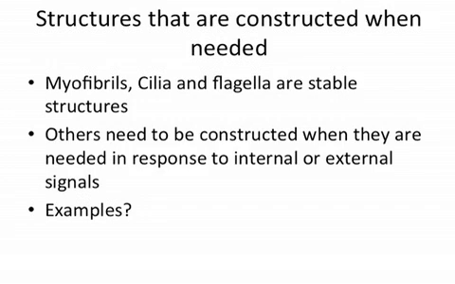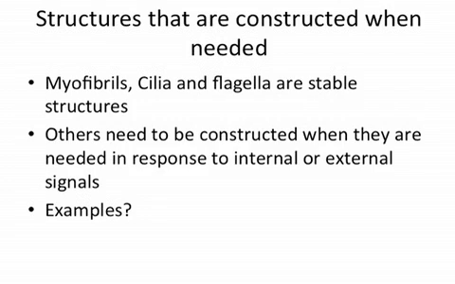Okay, so there are structures that are constructed when they're needed, right? Myofibrils, cilia and flagella, those are stable structures. They're always there. Others need to be constructed when they're needed in response to an internal or external signal. So what are some examples we talked about earlier? Cytoskeletal structures that need to be constructed in response to an internal signal, from within the cell, or external, from outside the cell. Yep. Pseudopods.